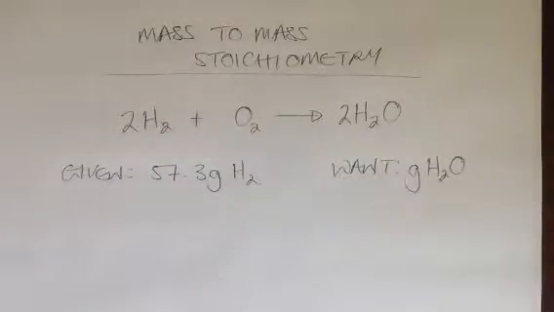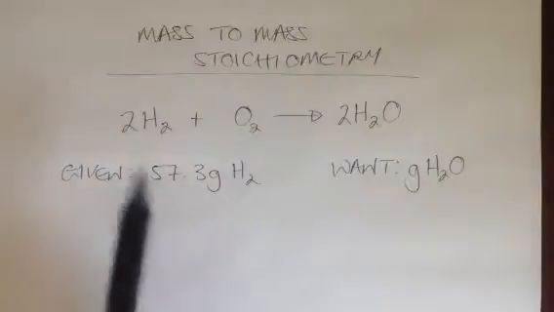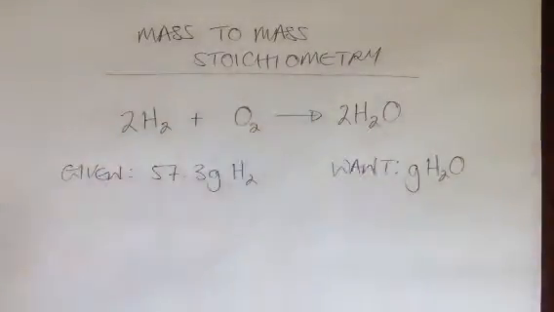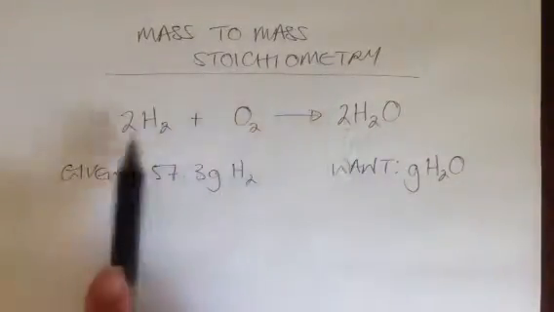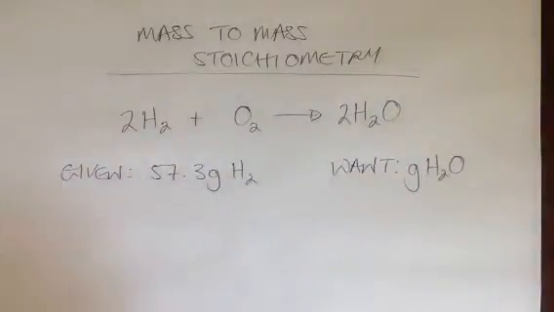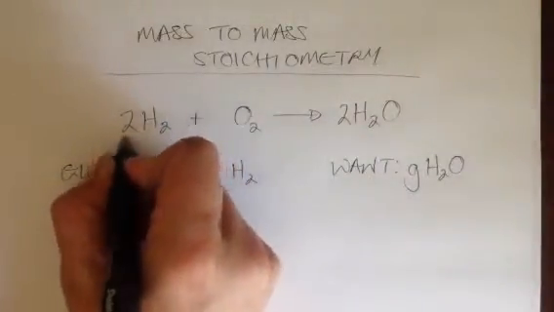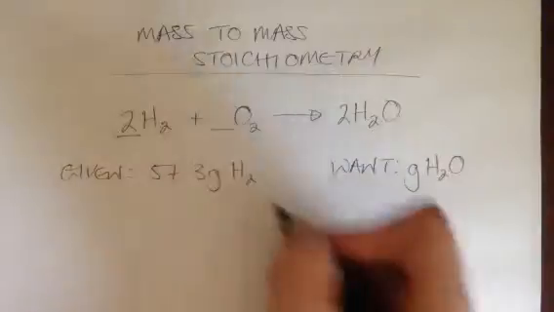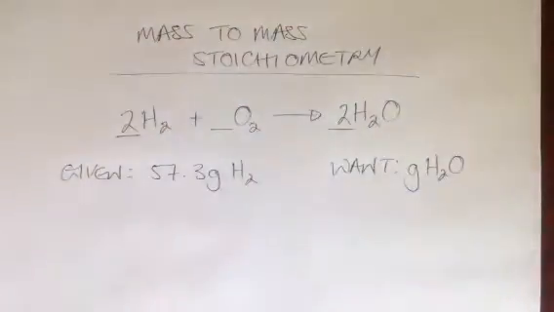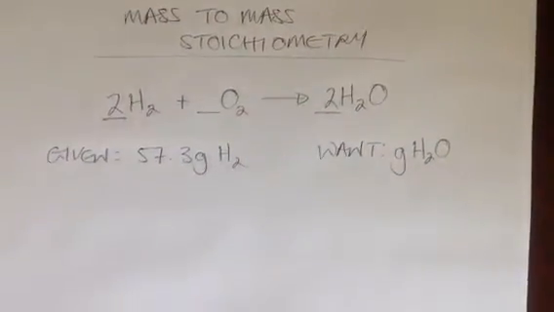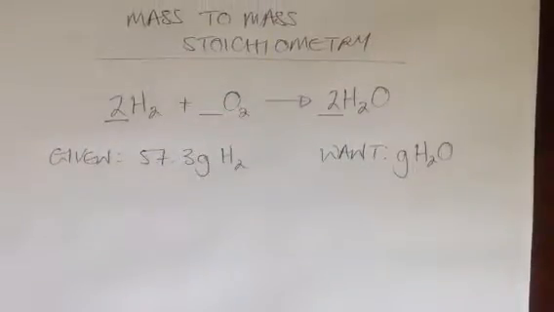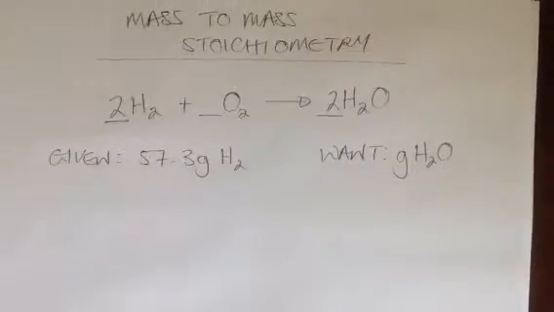In our last example, we did some mole-to-mole stoichiometry. So we were given a certain number of moles of reactant and we calculated the number of moles of product we'd make. And the relationship between moles of reactant and moles of product is the stoichiometric factors, which are the coefficients in the equation. So in this case, 2 moles of hydrogen and 1 mole of oxygen makes 2 moles of water. A much more common example in chemistry is mass to mass stoichiometry.